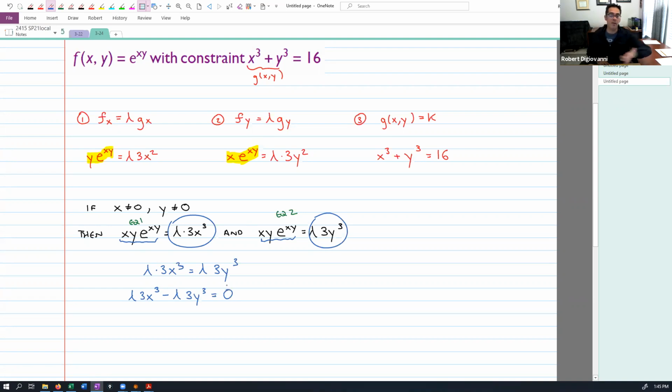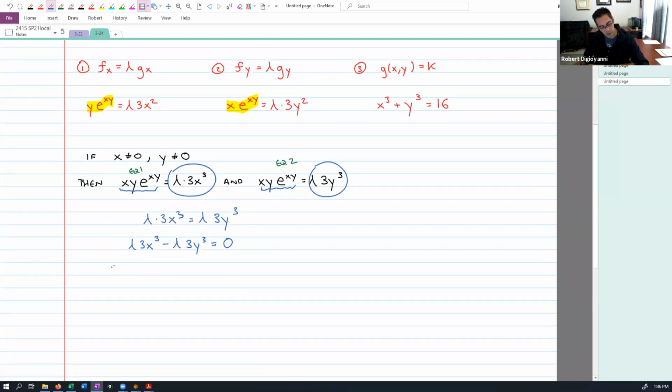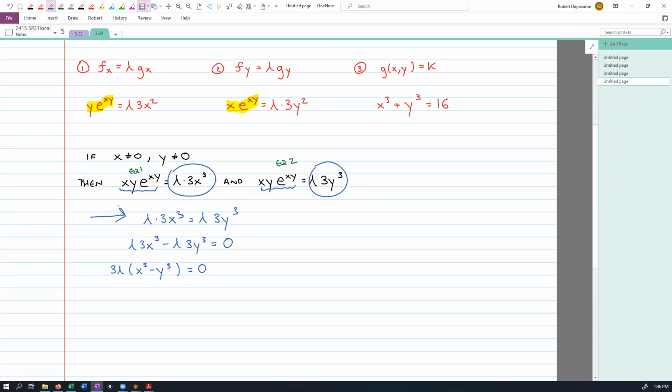I'm going to bring everything over to one side. Okay. And then I'm going to factor. I can pull out a 3 lambda. I'm left with x cubed minus y cubed equals 0. Why did I factor out a lambda instead of at this step just dividing both sides by lambda? Because we need a lambda at the end, because they're vectors.